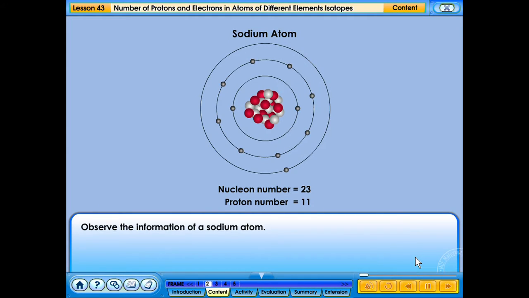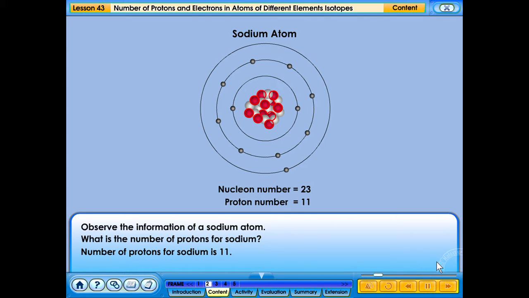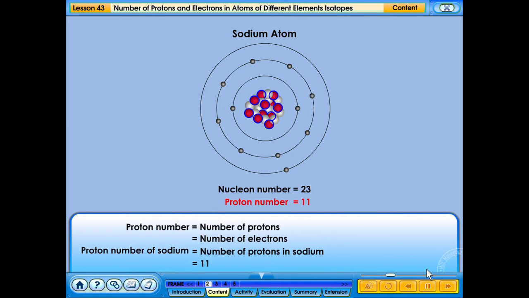Observe the information of a sodium atom. What is the number of protons for sodium? The number of protons for sodium is 11. Can you explain how you got the answer? The proton number of an atom is the number of protons of that atom. The proton number of sodium is 11. The number of electrons is also the same as the number of protons.